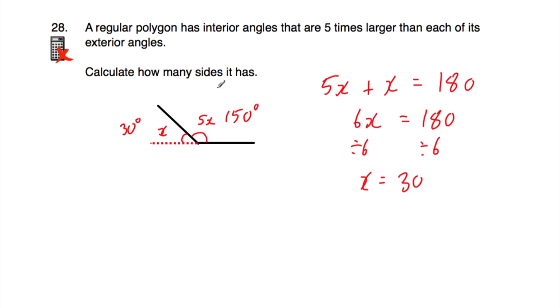And the question says, how many sides does the regular polygon have? Well, remember, all the exterior angles will always add together to be 360. So if we do 360 divided by 30, 360 divided by 30 is equal to 12. So that means that this regular polygon has 12 sides.